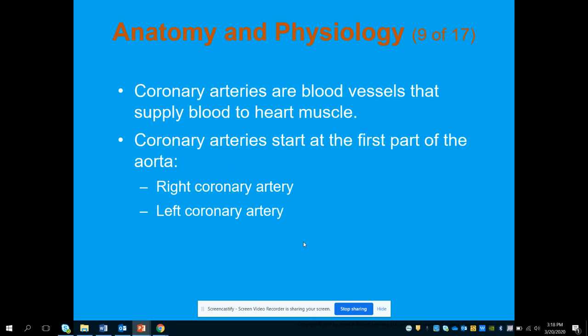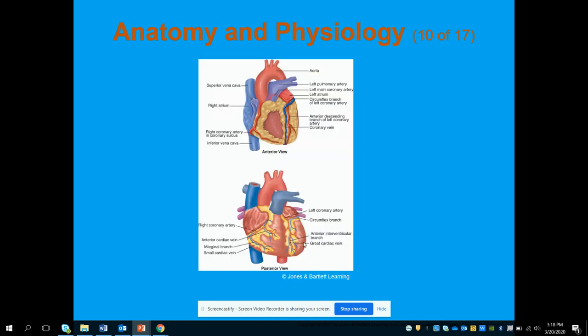Ischemia is occurring. So the coronary arteries are the blood vessels that supply the blood to the actual heart muscle, and these start at the first point of the aorta, and they move around and supply the heart. And so you have the right and the left coronary artery.